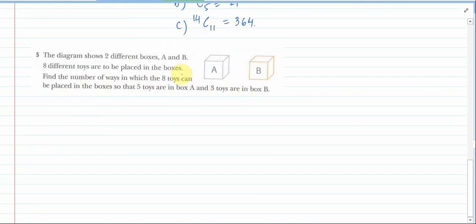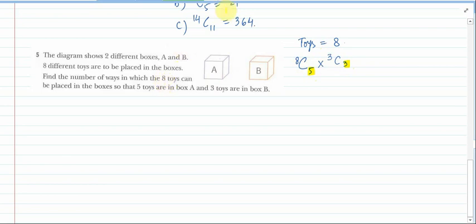Alright, so total toys we have is equal to 8, right? And out of those 8 toys, we are looking to place 5 toys in box A and the remaining 3 toys in box B. So how many different possibilities or selections do we have to place 5 toys in box A? So we have total 8 toys. Among those 8, we need to place 5 in box A. What about the rest? Out of 8, 5 are placed. That means we are left with 3 and we need to place 3 in box B. Keep in mind that these two numbers, 5 and 3, represent the total that we need to place.